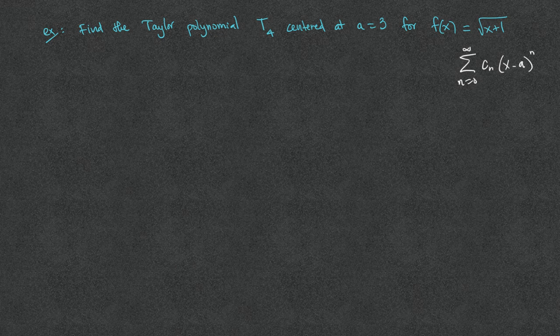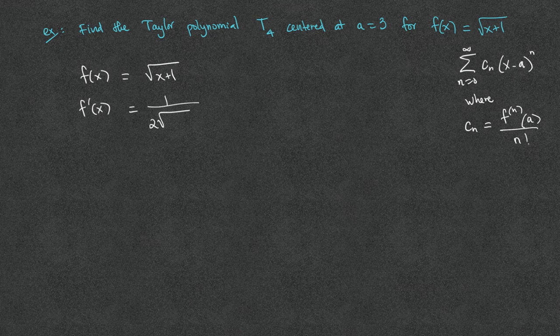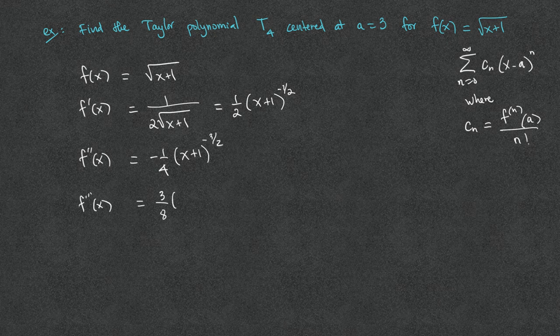The Taylor series is c sub n times (x minus a) to the n, where c sub n is the nth derivative evaluated at x equals a over n factorial. The first derivative is 1 over 2 times the square root of x plus 1, which is 1 over 2 times (x plus 1) to the minus 1 half power. The second derivative is minus 1 over 4 times (x plus 1) to the negative 3 over 2. The third derivative is 3 over 8 times (x plus 1) to the power minus 5 over 2, and we keep taking derivatives successively. We only need the fourth derivative because we're looking for the fourth degree Taylor polynomial.